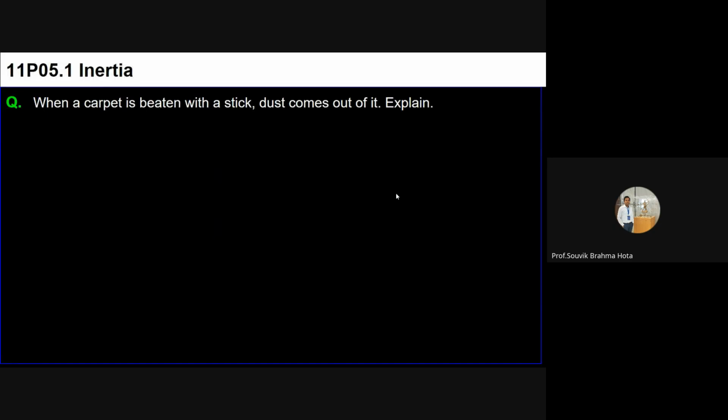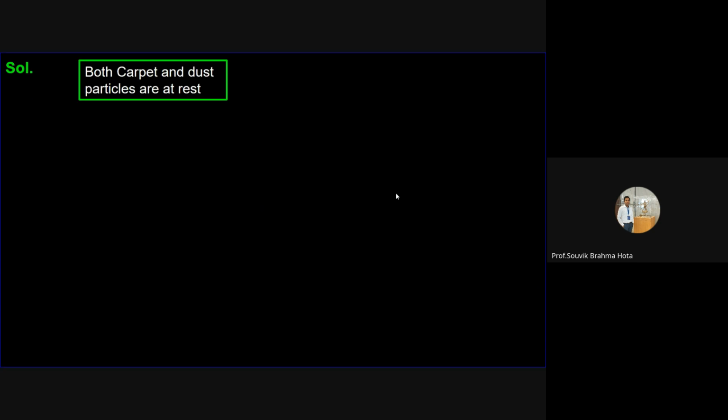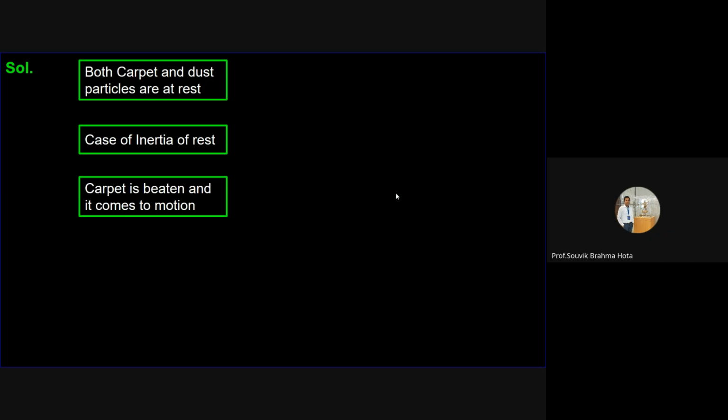Now the second challenge. When a carpet is beaten with a stick, dust comes out of it. What will be the explanation? Both carpet and dust particles are at rest, so it is a case of inertia of rest. The carpet is beaten and comes into motion, but the dust particles try to remain at rest. So they get separated.